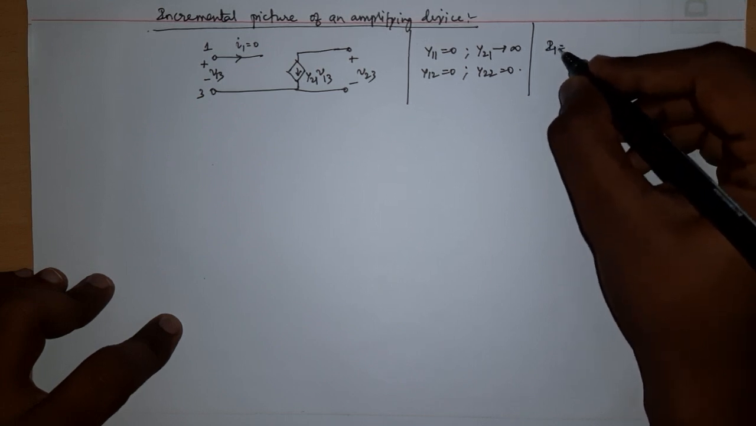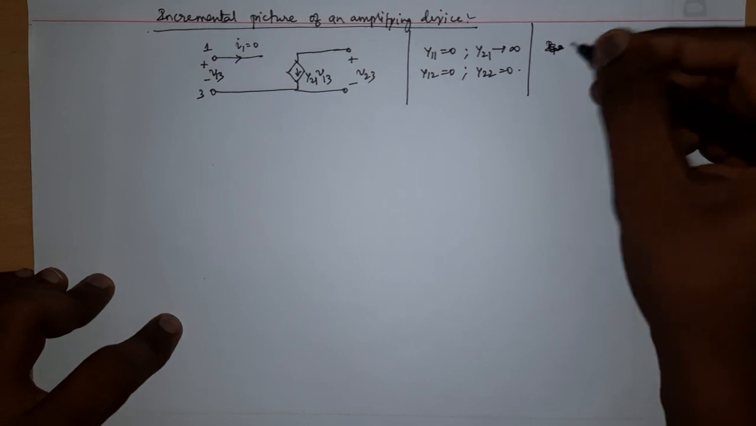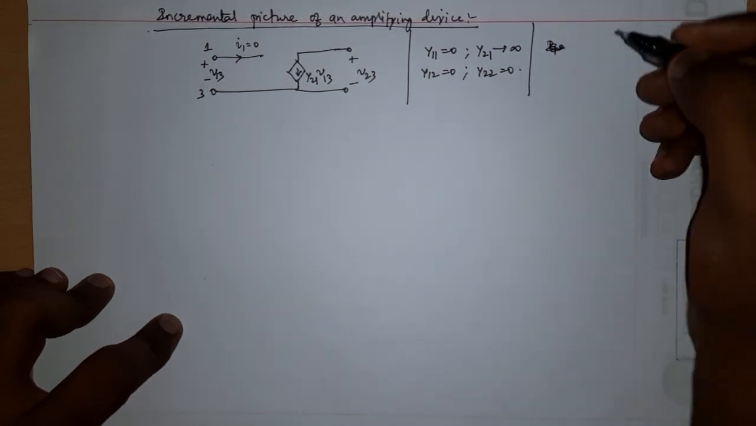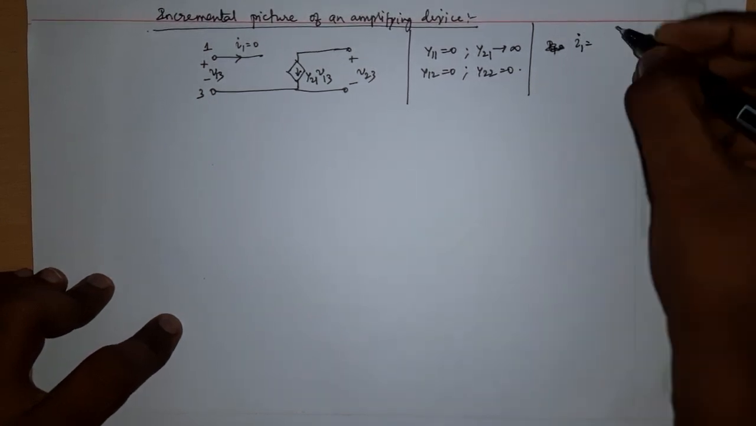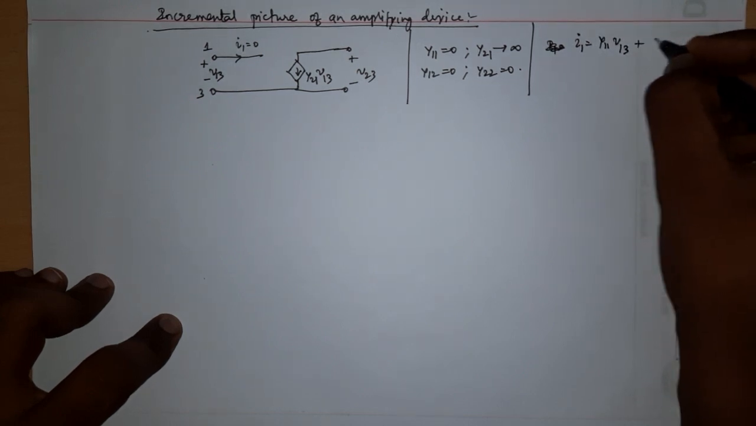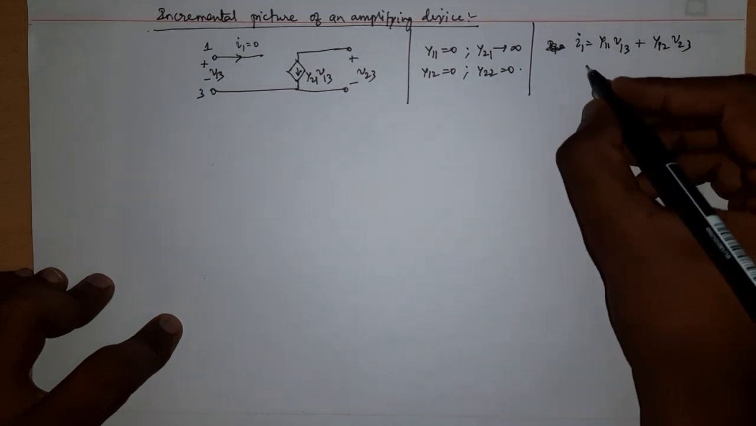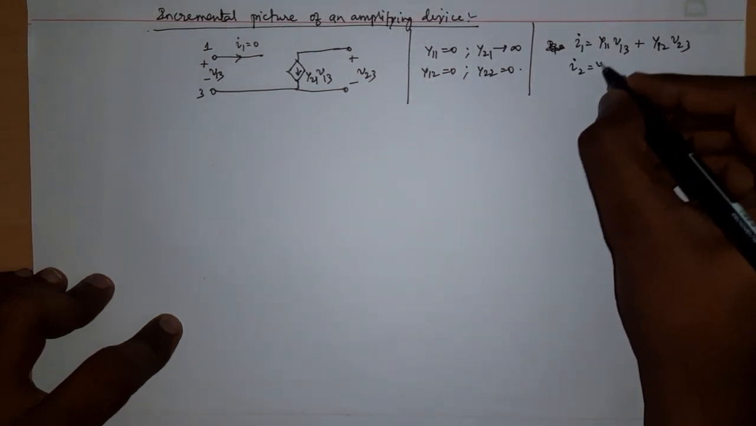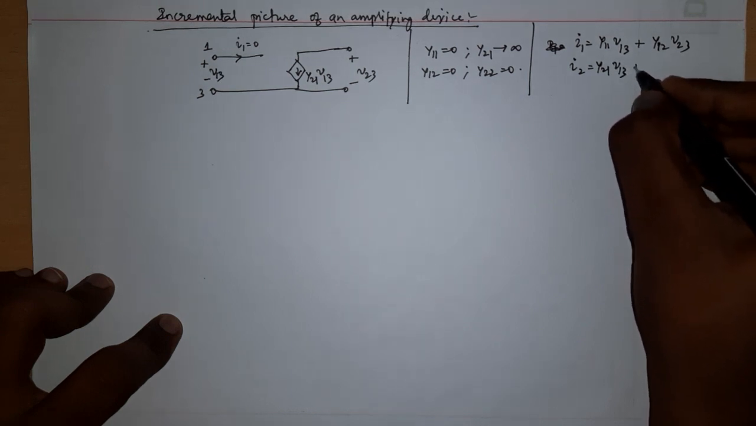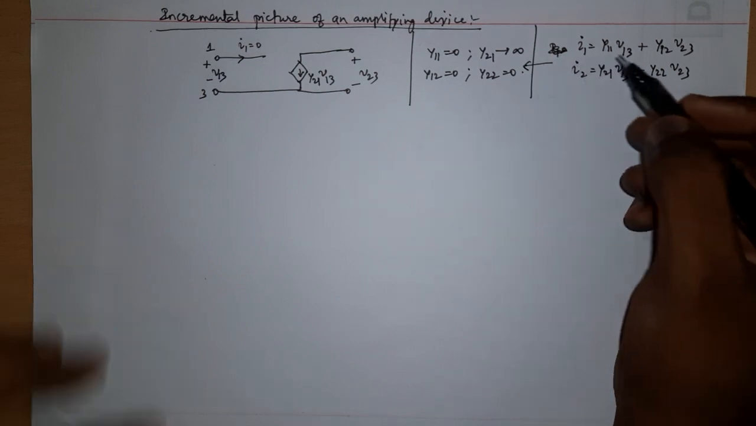I1, this is, I'm sorry, I1 is equal to Y11 V13 plus Y12 V23. Okay, and I2 is equal to Y21 V13 plus Y22 V23, in which I am saying these are the constraints.